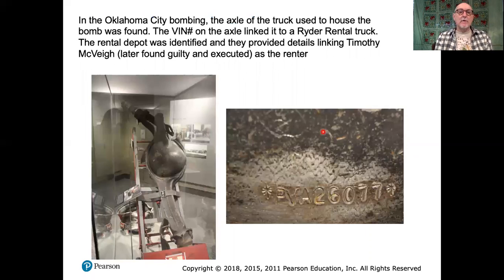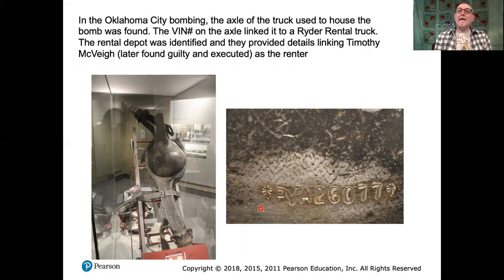In this case, they were incredibly lucky because they found the axle of the truck, almost entire, the rear axle, and there on the axle was the vehicle identification number, still perfectly preserved. And this was traced, and they found that this was a Ryder rental truck. They were able to identify the rental agency, and they were able to get details which linked Timothy McVeigh to the crime.